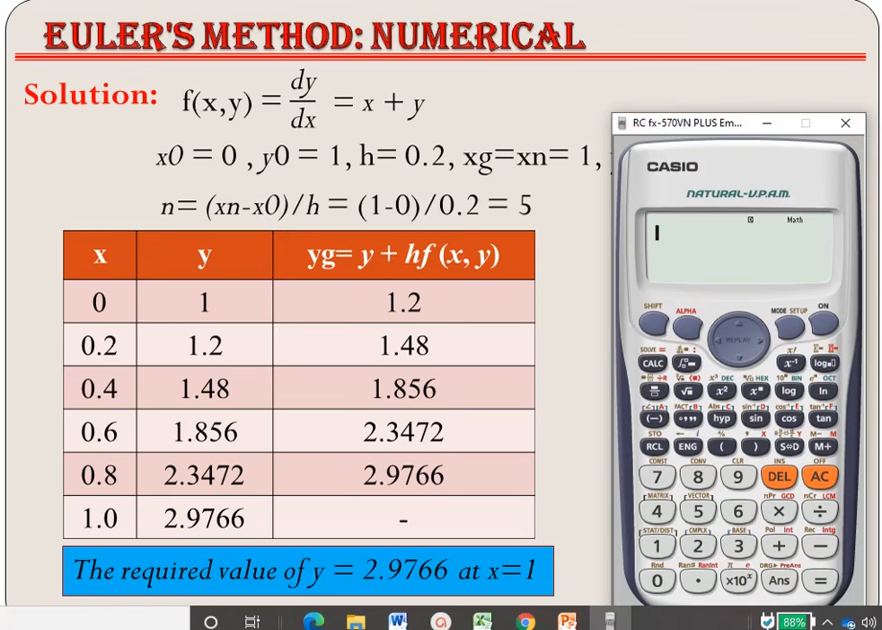In the calculator we are going to define this formula as it is, and the x value is taken as an increment, x0 plus h. So these things we are going to define in the calculator. Write in the calculator as alpha y, then alpha equal to, again alpha y plus h. The h value is the constant, that is 0.2. So use it as it is, 0.2 into function of x comma y.